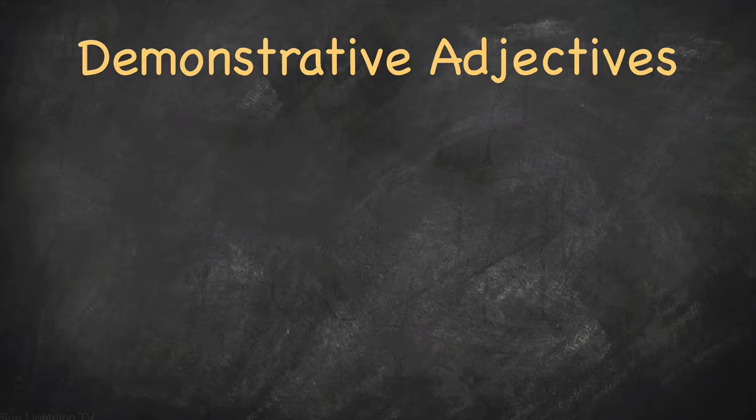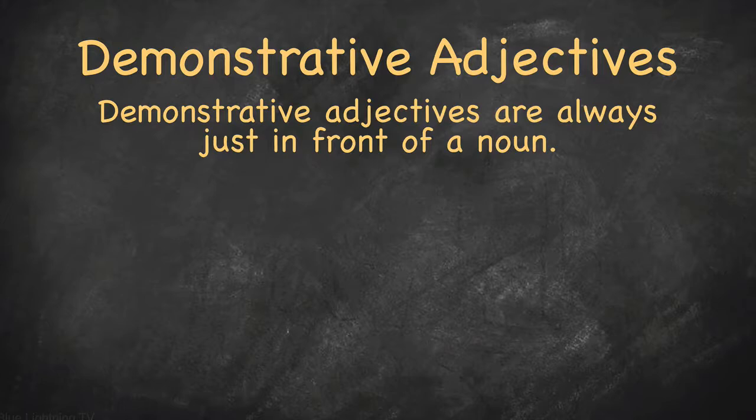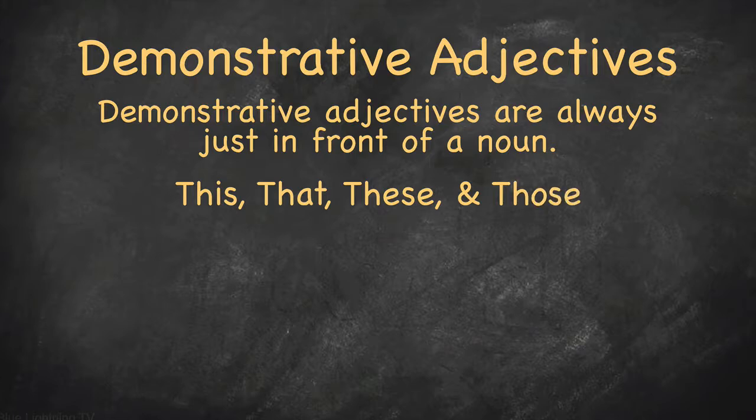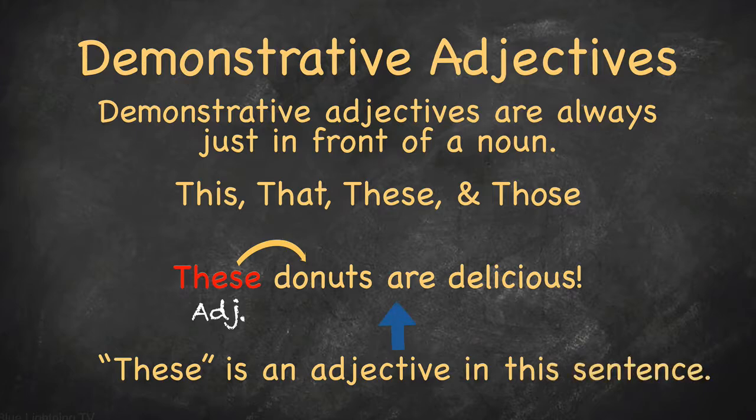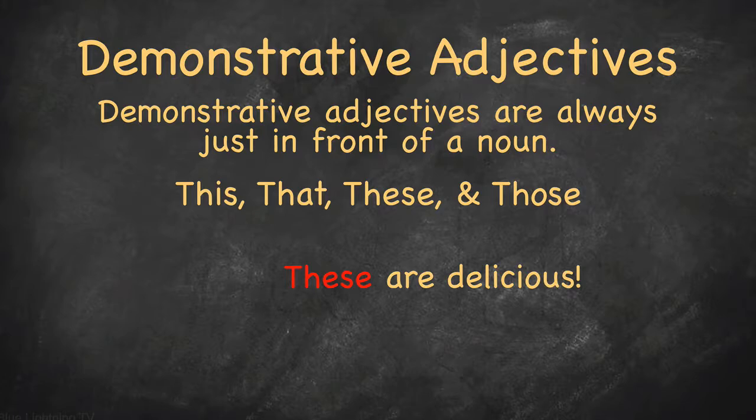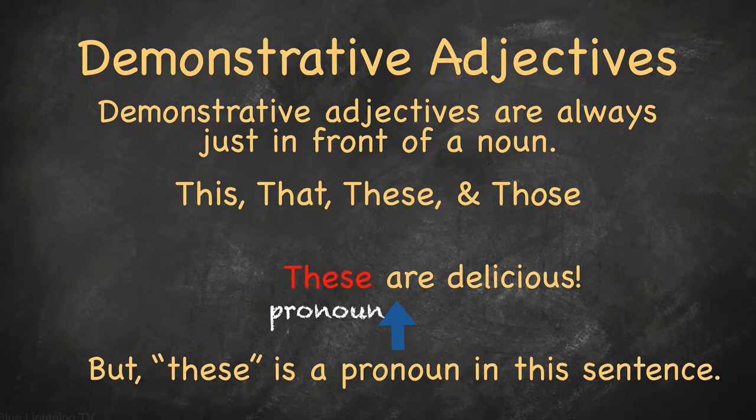Demonstrative adjectives don't really belong in a pronoun lesson, but they are easy to confuse with demonstrative pronouns since they're the same words, so they're mentioned here. Demonstrative adjectives always have a noun right after them. So, when are these words pronouns and when are they adjectives? In the sentence, these donuts are delicious. These is an adjective because it tells which donuts. The same sentence and the same word becomes a pronoun when donuts is removed from the sentence because now these stands in for donuts.